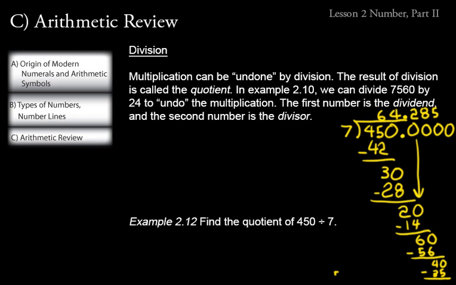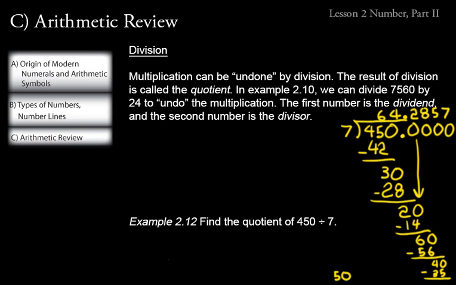I'll just move that over here. We're kind of running out of room. We'd bring down that last 0 there to get 50. And 7 goes into 50 7 times. And so we'd have 7 times 7 is 49. 50 minus 49 is 1. We'd have to keep going with the decimals. We really aren't finished with that.